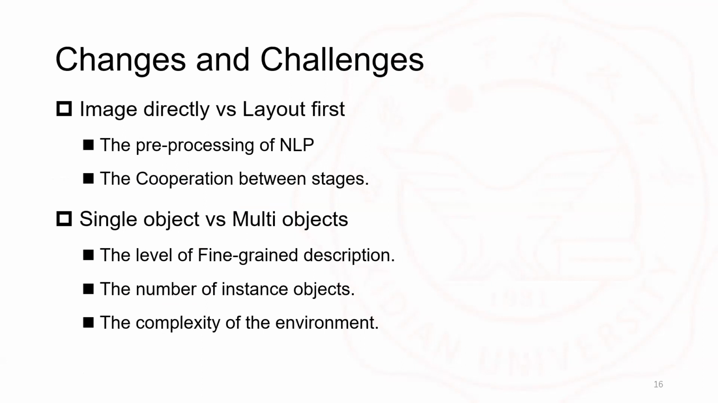First, direct generation means the model doesn't need to parse how many instances there are in a sentence, while layout needs to use the preprocessing of NLP tools to know the instance information. The multi-stage model generating the image directly works similarly in each up block, and the cooperation is easier than others.